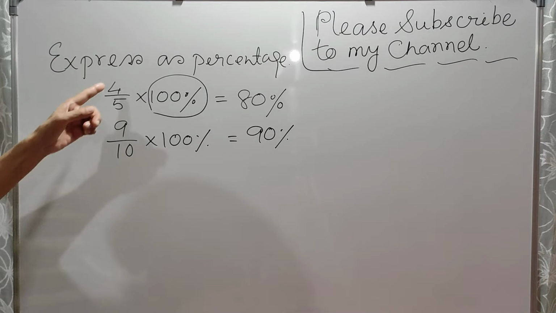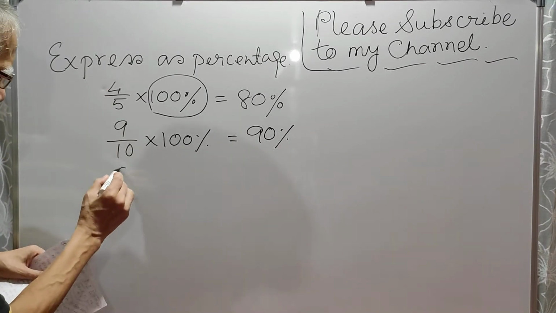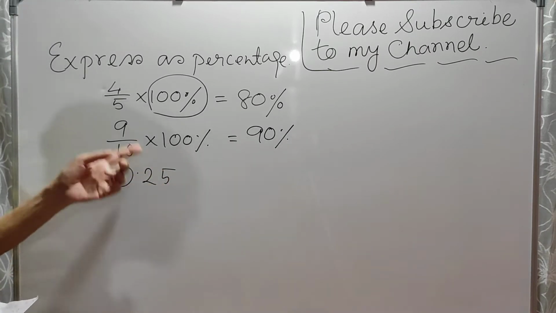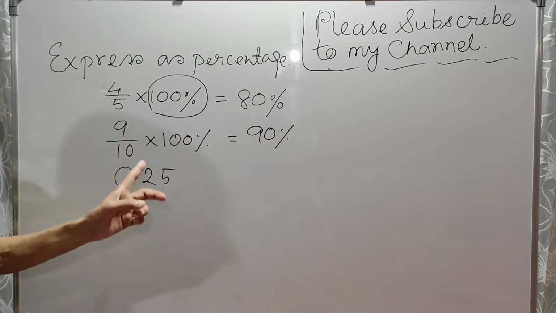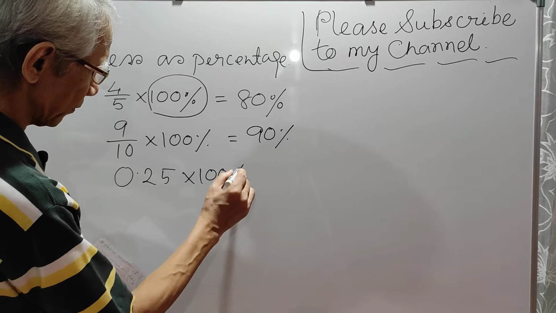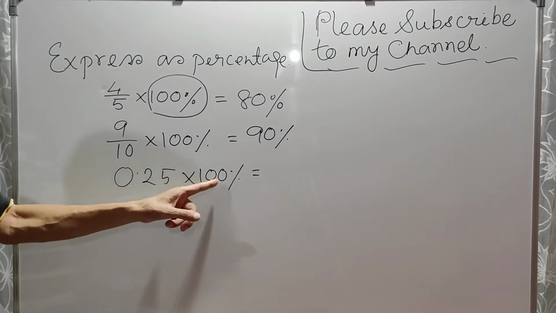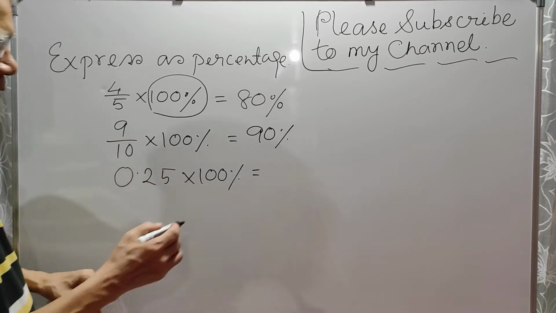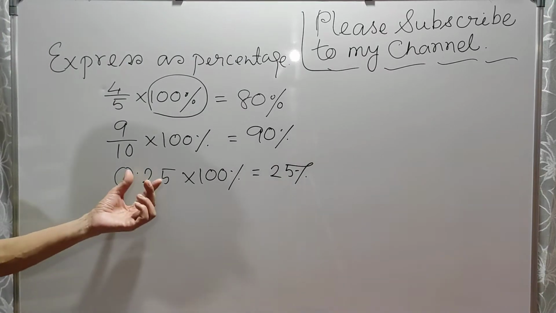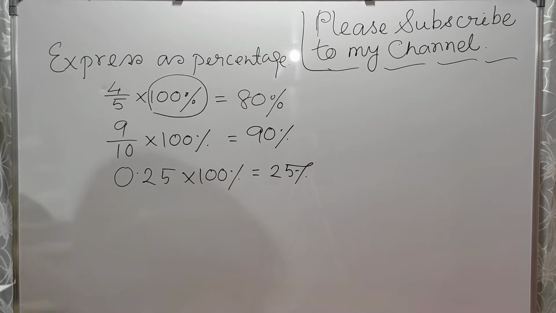All right. So these two are fractions. So there may be decimal fraction also. For example, suppose 0.25. 0.25 you want to express as percentage. You want to convert to percentage. So multiply by 100%. So 0.25 into 100. So what will it give? 25. So 25%. So 0.25 is a decimal fraction. So we have converted it to percentage, 25%.